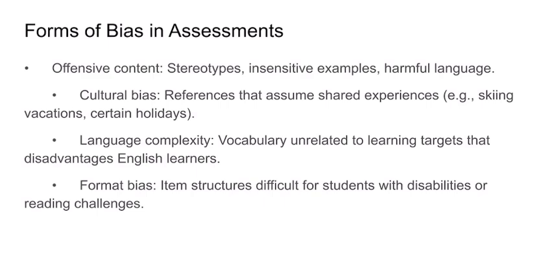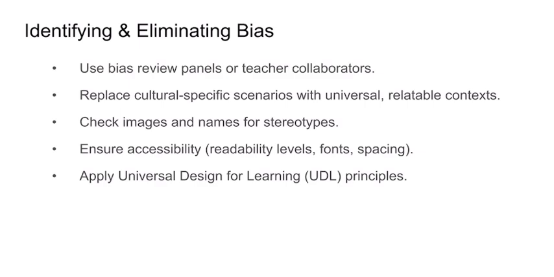Forms of bias in assessments. Offensive content like stereotypes, insensitive examples, or harmful language can be seen. Cultural bias, such as references that assume shared experiences like skiing vacations or certain holidays. Language complexities, such as vocabulary unrelated to learning targets that disadvantage English learners. Or format bias, item structures difficult for students with disabilities or reading challenges.